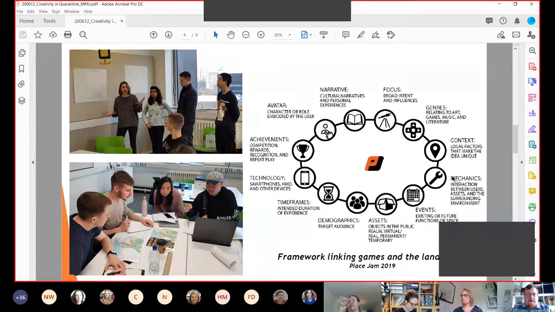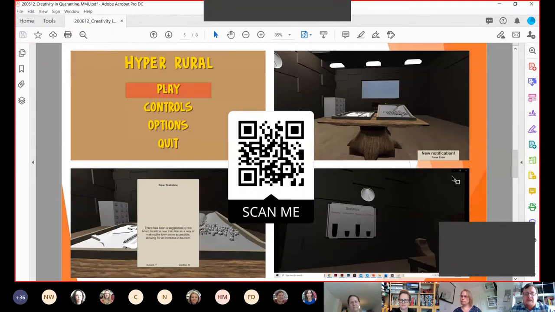So we started off by having a few different pitching sessions where we generated ideas quite quickly with the benefit of a framework linking games and the landscape, and really using that as an analogy to develop ideas quickly. By that stage, the landscape students had already developed a set of landscape plans. You'll see on the bottom image there. And they were able to progress these into 3D projects with a range of software.